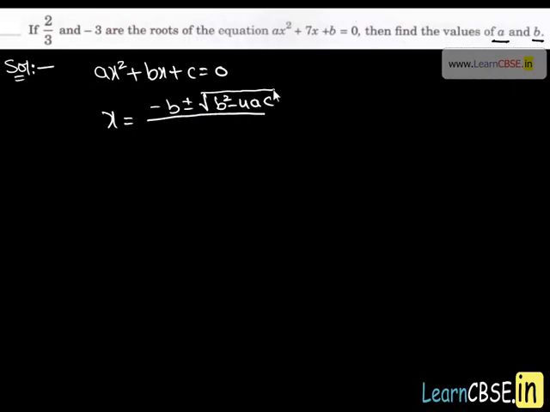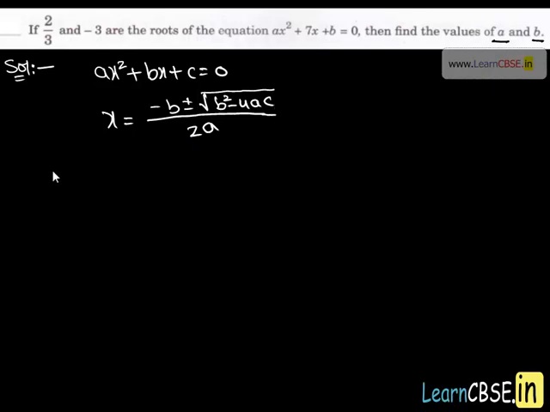We already know that a quadratic equation ax square plus bx plus c is equal to 0 has two roots, and they are given by x is equal to minus b plus or minus under root b square minus 4ac divided by 2a. Here b square minus 4ac is called the discriminant.